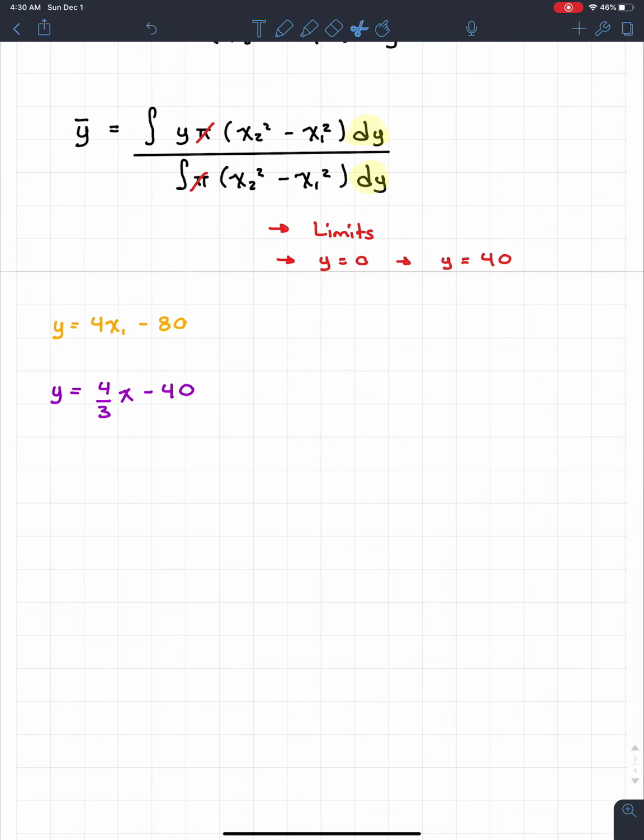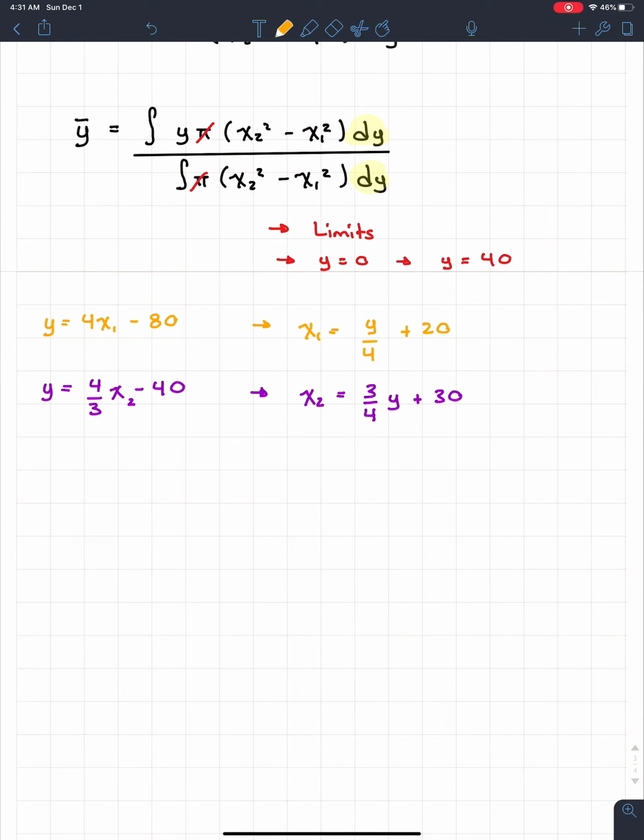Then what I can do with each one of these is rearrange them. The second one's x2. If I wanted to, I can rearrange it to get x2 is equal to 3/4y plus 30. And then the first one I can also rearrange, to get x1 is equal to y/4 plus 20. So now I can just take those simple equations and substitute them right in.